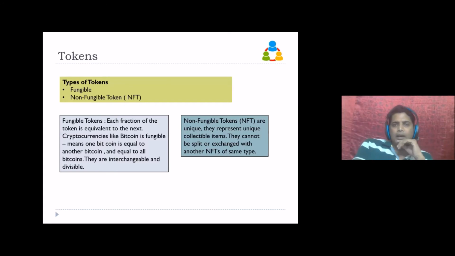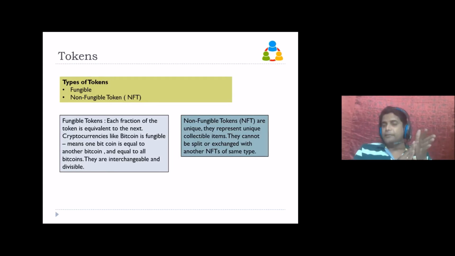Types of tokens, I said fungible and non-fungible token. Fungible tokens means each fraction of the token is equivalent to the next. Cryptocurrency like Bitcoin is fungible, meaning one Bitcoin is equal to another Bitcoin, and they are interchangeable. You can give one Bitcoin and take another Bitcoin. They are also divisible. You can fractionalize, converting one BTC into 10 raised to 8 satoshis. So they can be fractionalized.